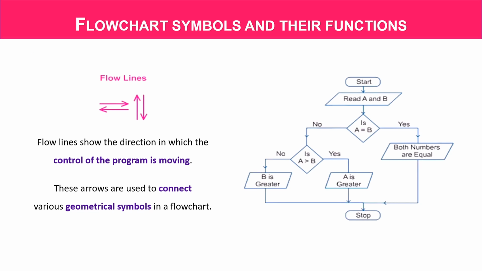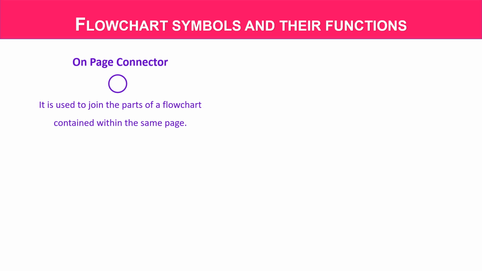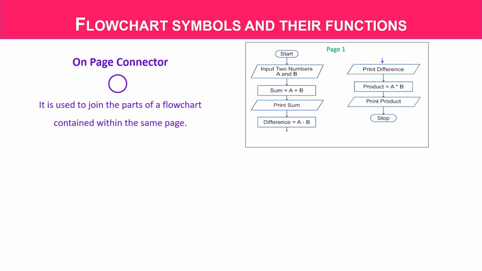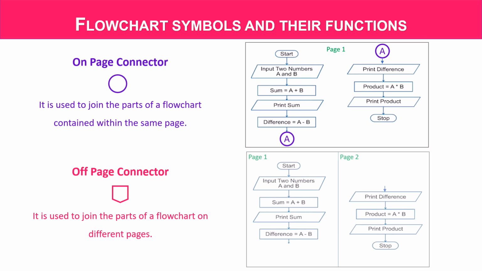Flow lines. Flow lines show the direction in which the control of the program is moving. These arrows are used to connect various geometrical symbols in a flowchart. Please take a look. On-page connector. It's used to join the parts of a flowchart contained within the same page. Take a look. Off-page connector. It's used to join the parts of a flowchart on different pages. Please have a look at it.